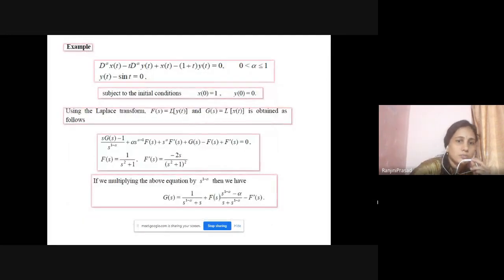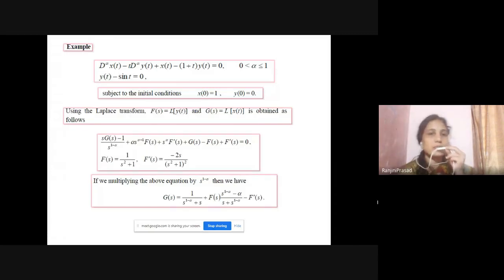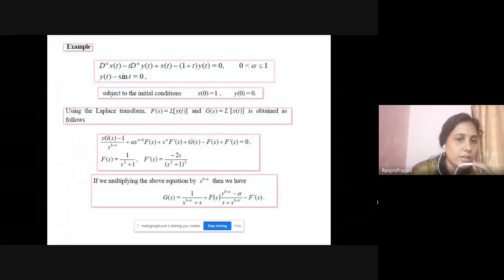I have taken one more problem, simultaneous equations. The two equations are given. The second equation: y of t equal to sine t. Then in the first equation, you have to find out x of t. Initial conditions are given. You know, F of s, you can take as L of y of t. G of s, you can take as L of x of t. So you have to take the Laplace transform on both of the equations, and simplify. You will get the equations like this, in terms of s. That is given here.